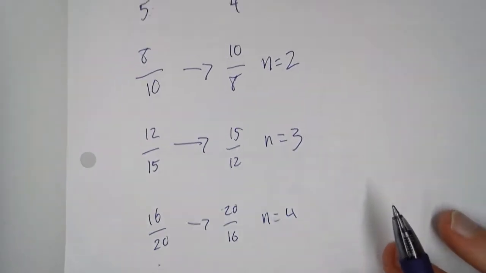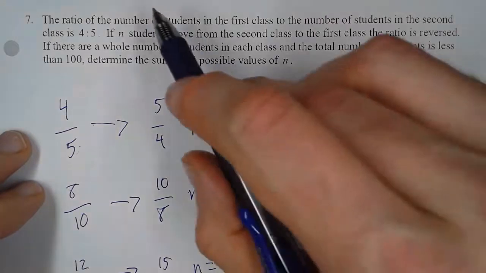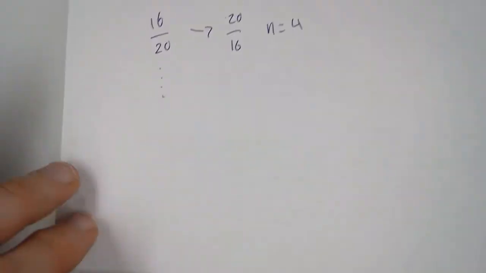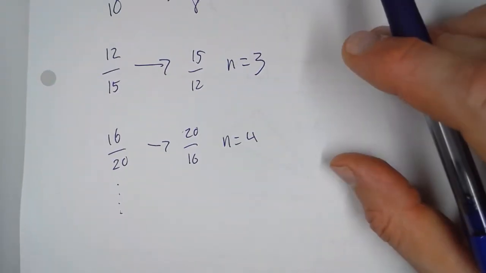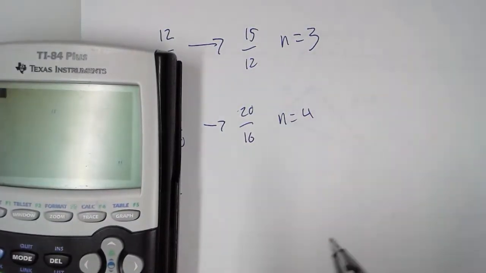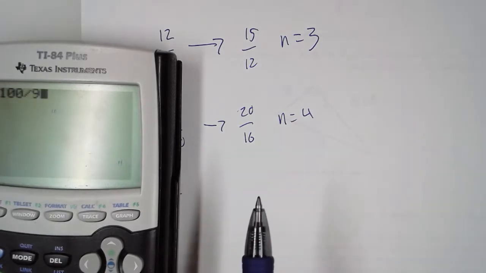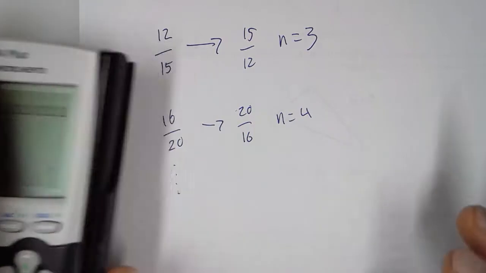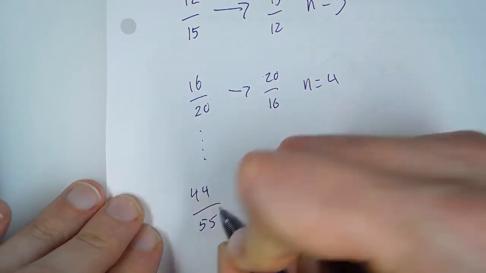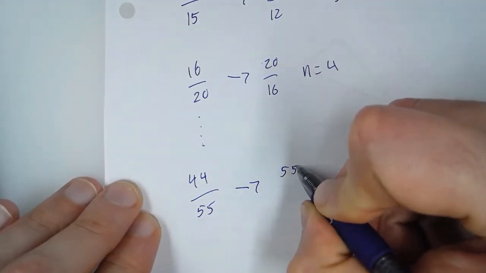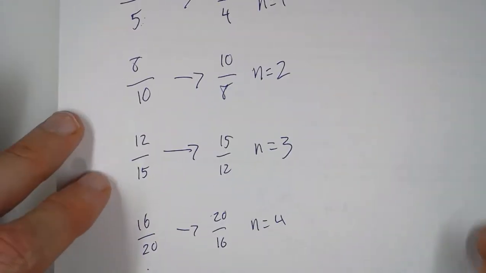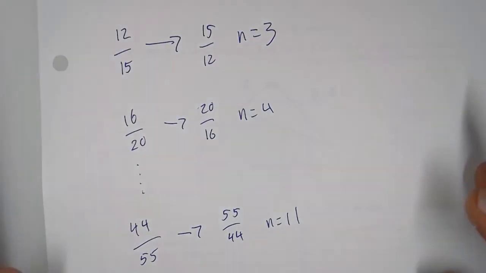Well, here's our restriction. It says that there's a whole number of students in each class and the total number of students is less than 100. So the easy way to figure this out is they're in a ratio of 4 to 5, so if we were to combine them, the number has to be a multiple of 9. So if I take 100 and divide by 9, that gives me 11.1. So what that means is that the biggest we could get is 44 over 55, which would switch to 55 over 44, but this is still less than 100. So all the values of n could be anywhere from 1 up to 11.